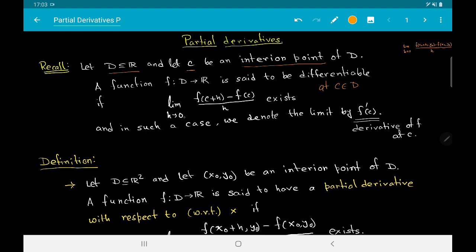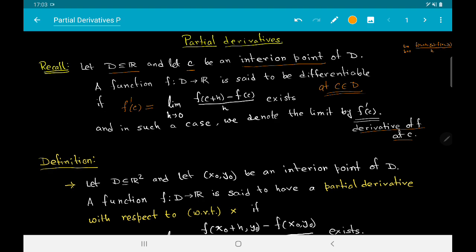Now you are very familiar with this limit. You compute the function at C plus H, compute the function at C, and take f of C plus H minus f of C divided by H, and take the limit as H tends to 0. If this limit exists, we say that this function is differentiable at the point C. And in that case, we denote this limit by f prime c, and we call f prime c the derivative of f at c.